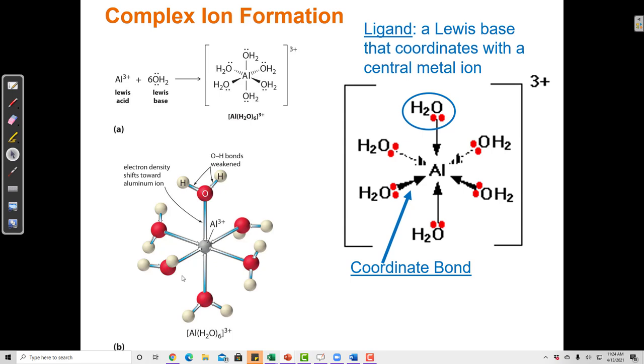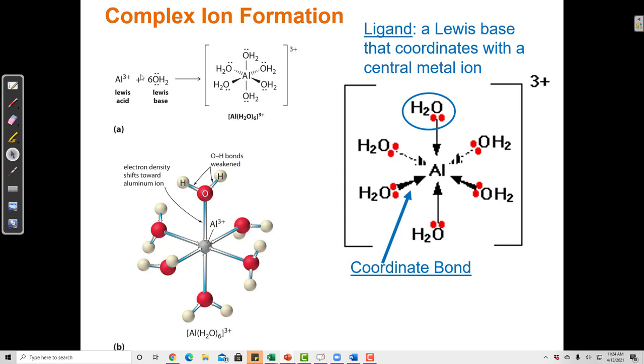Okay, so complex ions involve a central metal ion, which is typically a transition metal. Aluminum 3 plus is actually not a transition metal, right? But we have like copper and silver and chromium, and generally those transition metals are the central ions for complex ions. Not always, in this case obviously aluminum. So we have a Lewis acid that will be attacked, it will accept electrons, and we have a Lewis base that will do the attacking, that will donate the electrons.